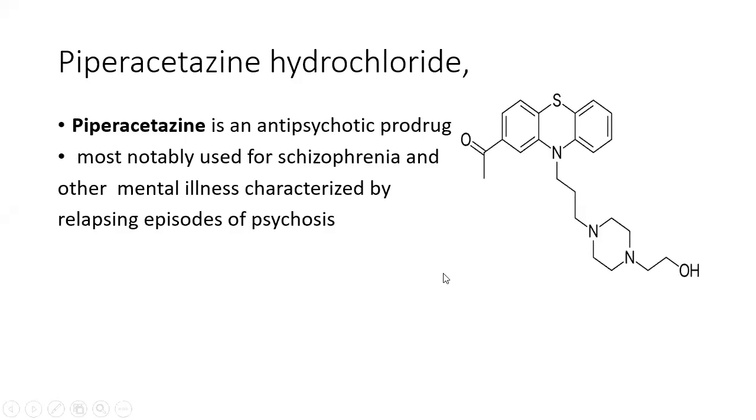This piperacetazine is an antipsychotic prodrug, and it is mainly used in schizophrenia and other mental illness characterized by relapsing episodes of psychosis. A relapsing episode is when you take the drugs, the psychosis is controlled for a particular duration, and after some time it can occur again. When you reduce the dose, it will relapse or reoccur.